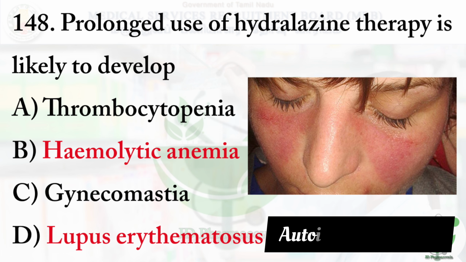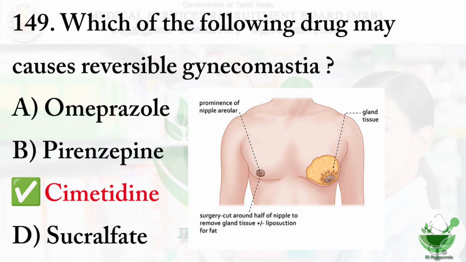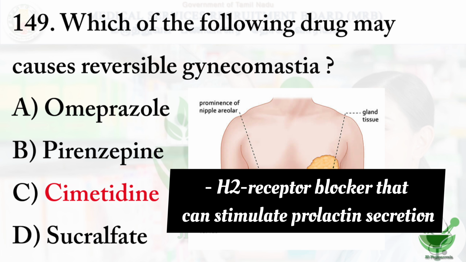Then question number 149. Which of the following drugs may reversibly cause gynecomastia? Gynecomastia means an increase in the amount of breast gland tissue in men or boys. It is due to the imbalance of the hormones estrogen and testosterone. The options are option A, omeprazole; option B, pirenzepine; option C, cimetidine; and option D, sucralfate. So the right option is option C, cimetidine. Cimetidine is an H2 blocker drug which can stimulate prolactin secretion also. Thus it produces reversible gynecomastia.